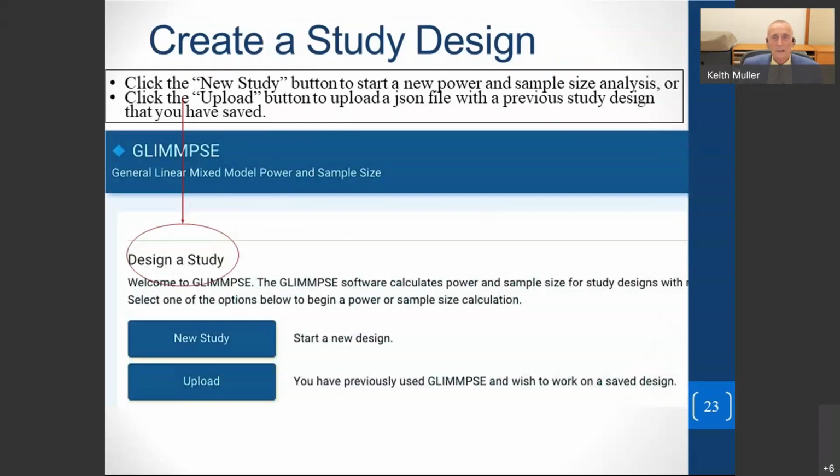So this is the front screen of the Glimpse power and sample size software. In order to get there, you'll go to the website that I'll tell you later, show you on slide 65 and slide 70. And you'll be asked to create a login. And once you do that, you come to the first page. Now, if you are visiting for the first time, you'll start a new study. But if you've started a study design previously and have saved it, then instead of choosing new study, the second from the bottom button, you could, if you've got a previous study partially done, use the upload button.